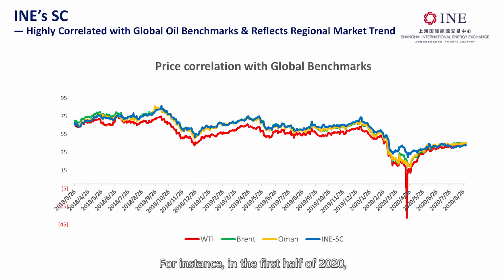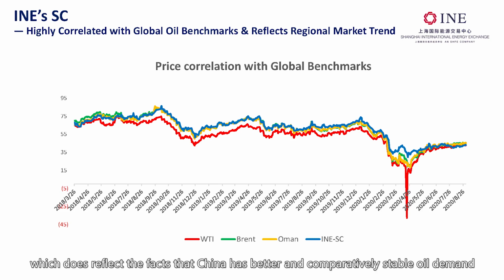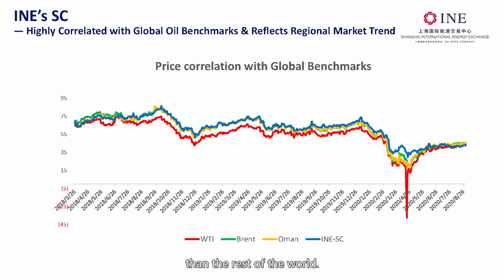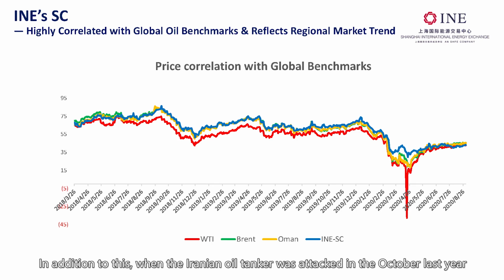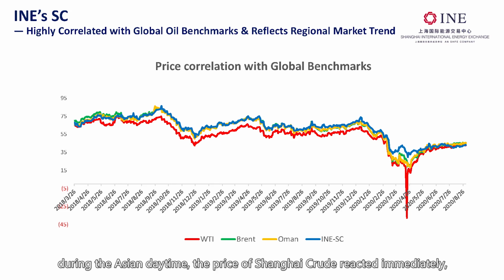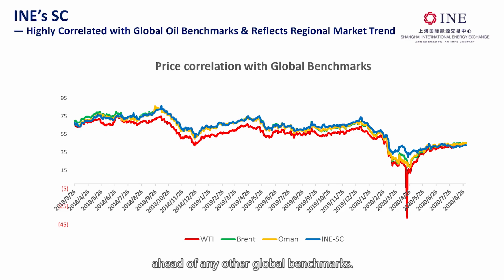For instance, in the first half of 2020, the price of Shanghai crude was less volatile than WTI and Brent, which does reflect the fact that China has comparatively stable oil demand relative to the rest of the world. In addition, when the Iranian oil tanker was attacked in October last year during Asian daytime, the price of Shanghai crude reacted immediately, ahead of any other global benchmarks.